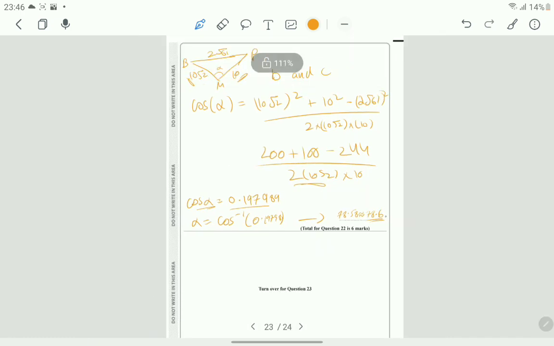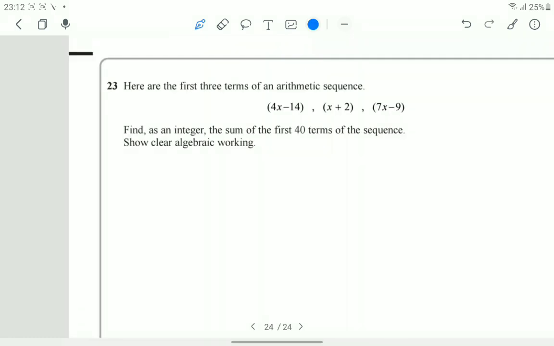We're pretty far. So we have the 23rd question with us. Here are the first three terms of an arithmetic sequence: 4x minus 14, x plus 2, and 7x minus 9. Find, as an integer, the sum of the first 40 terms of the sequence.